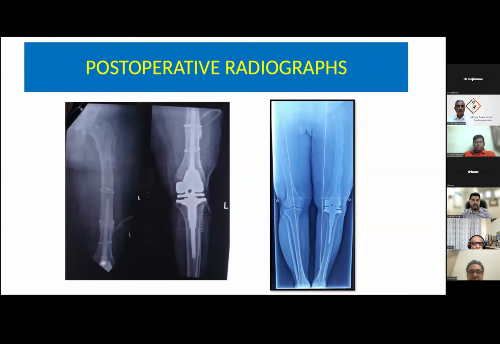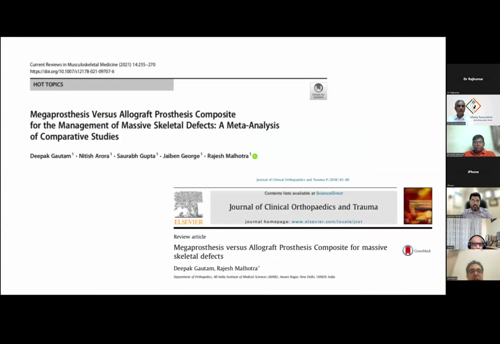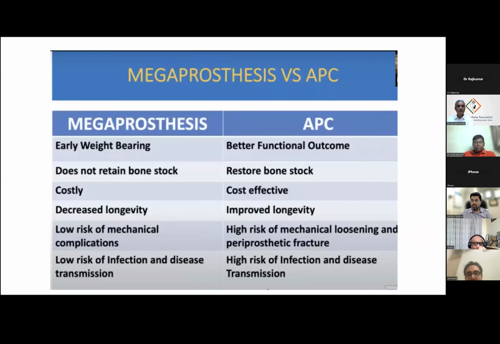So this is the post-operative radiograph of the patient, and this is at the 3-year follow-up showing complete union at the host bone junction. We have published our literature comparing mega prostheses with allograft APC. What I have to say is that although mega prostheses allow early weight bearing and have decreased risk of mechanical complication and infection, APC carries its own benefits in terms of restoring bone stock, better functional outcome, cost effectiveness, and it definitely gives an edge to have another surgery with improved bone stock.